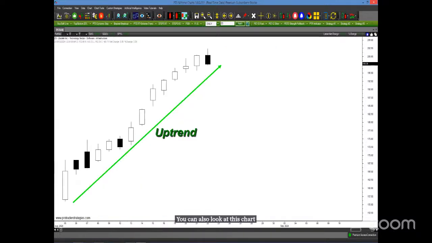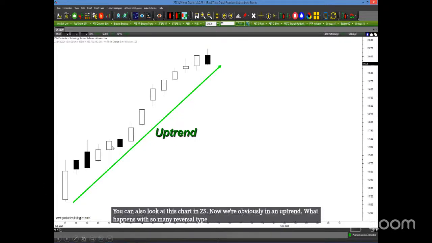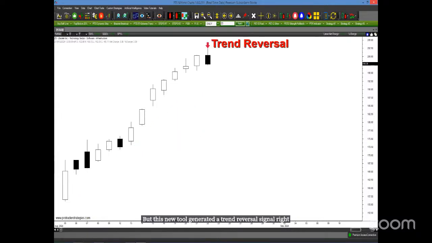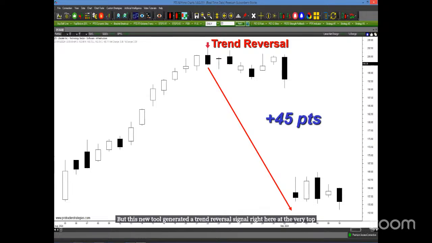We can also look at this chart in ZS. Now, we're obviously in an uptrend. What happens with so many reversal type traders is they try to find a signal to reverse all the way up, and each time it continues to go higher, and you're losing a lot of money. But this new tool generated a trend reversal signal right here at the very top, and the stock fell 45 points coming into last month. So you see how powerful this is.